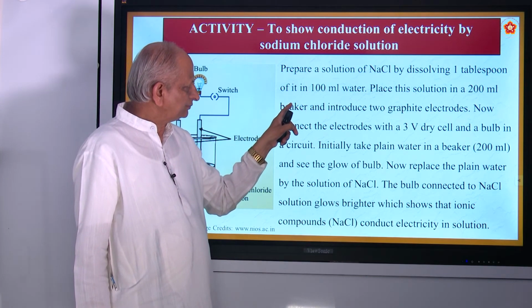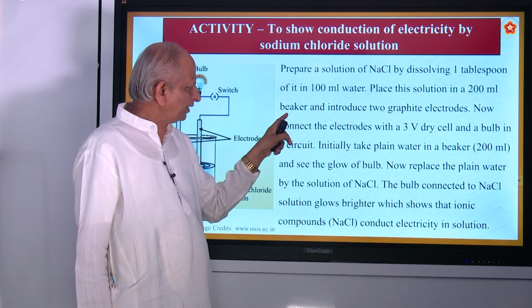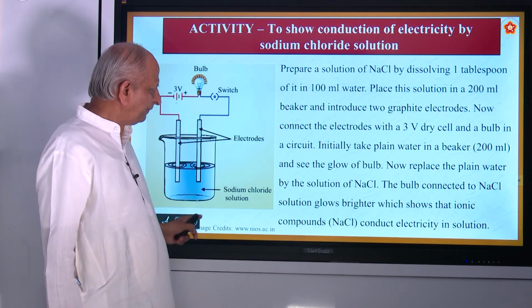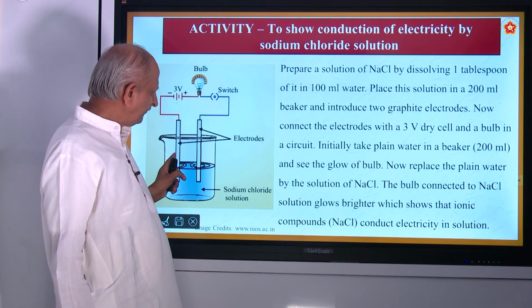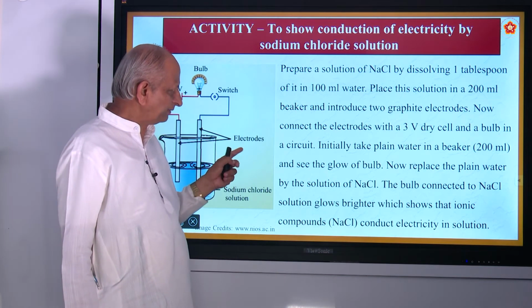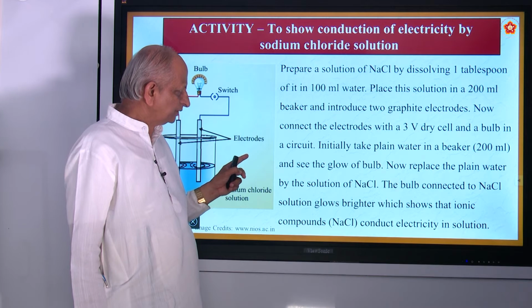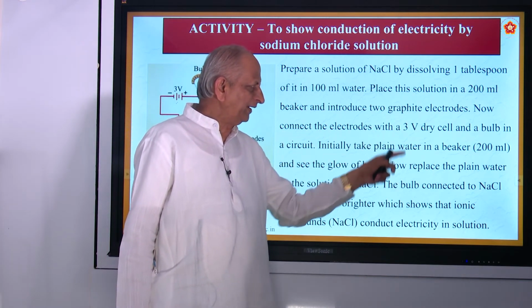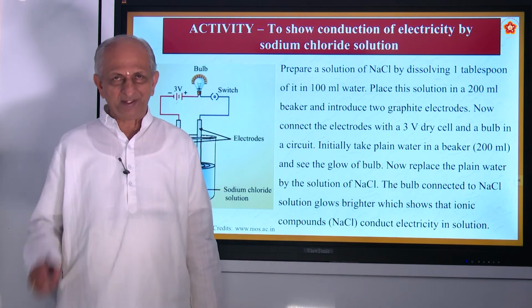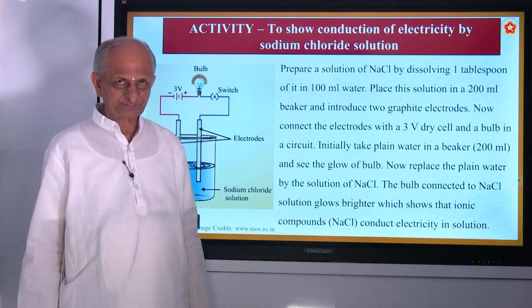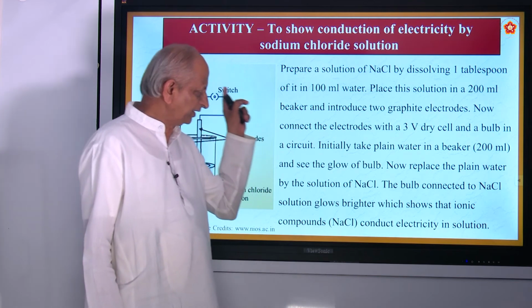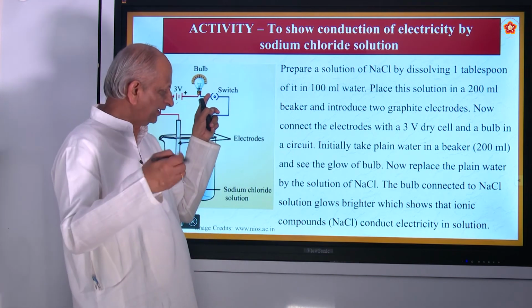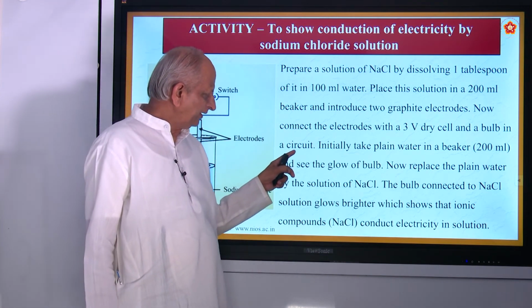And then place the solution in a 200 ml beaker. This is a 200 ml beaker. And 2 graphite electrodes. It may be graphite or it may be copper electrodes. And connect the electrodes with a 3 volt battery. One dry cell means 1.5 volts, so 3 volts means 2 cells you can keep. Or you can take an illuminator also. And a bulb in a circuit.